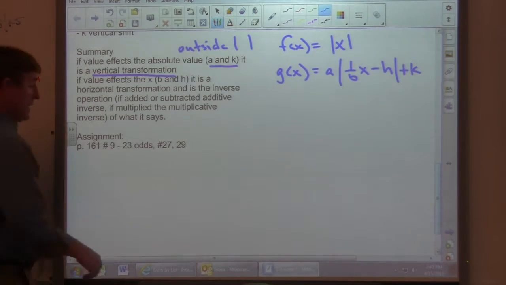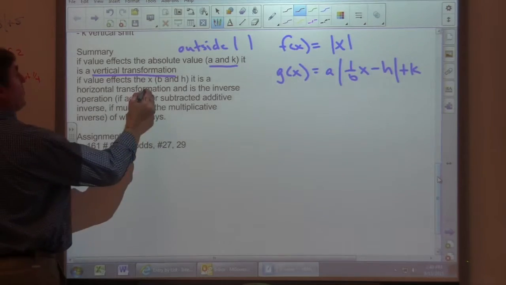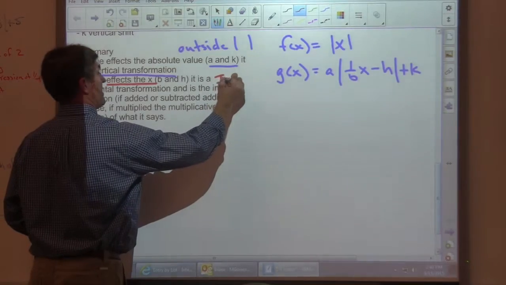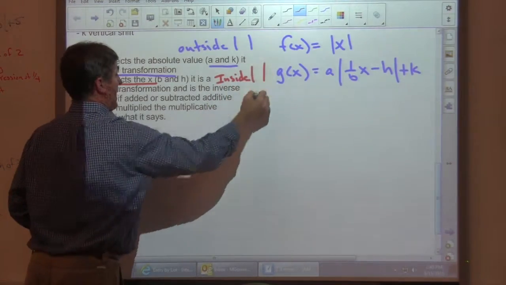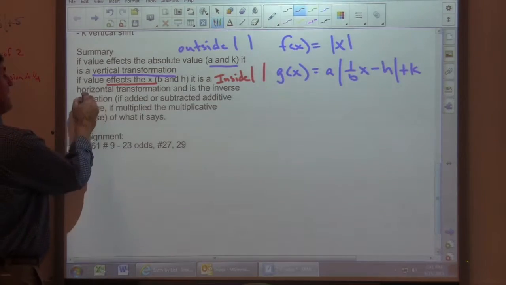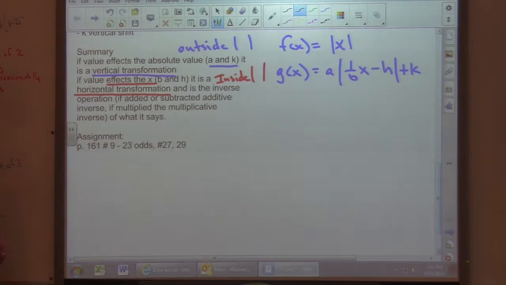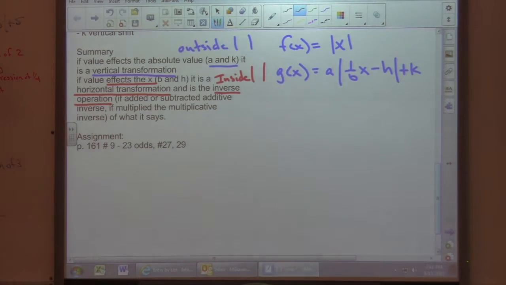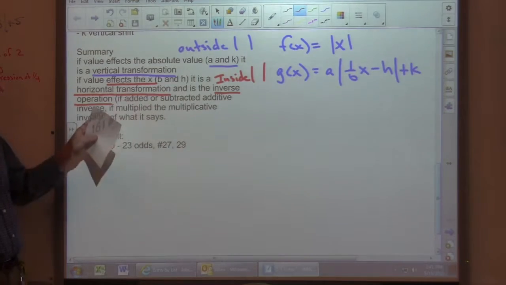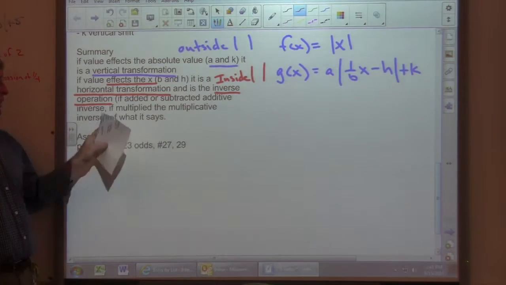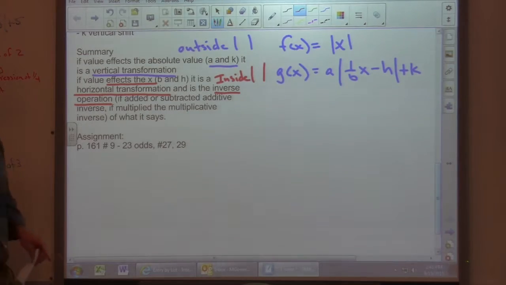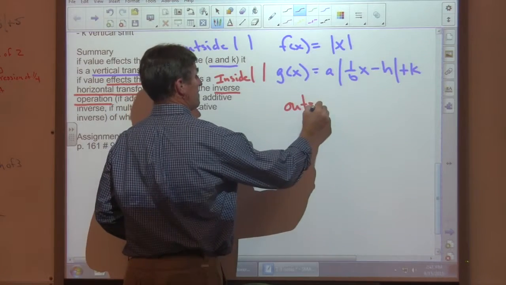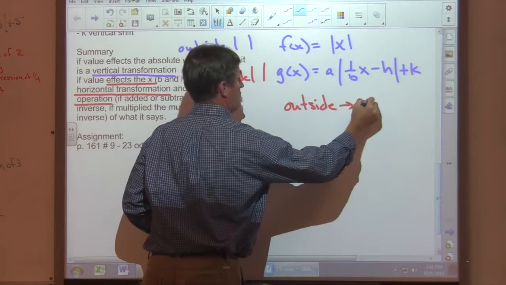If the value affects the x, so that would be inside the absolute value, then it is a horizontal transformation. And here's what's important. It's the inverse of what it says. So if it's added or subtracted, it's the additive inverse. If it's multiplied, it's the multiplicative inverse of what it says. Okay? So, outside, vertical.